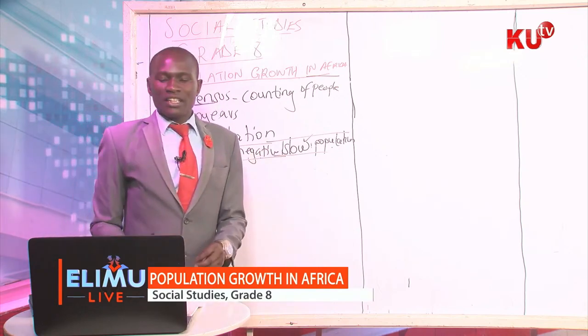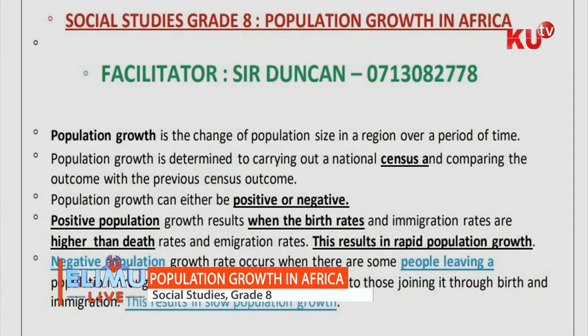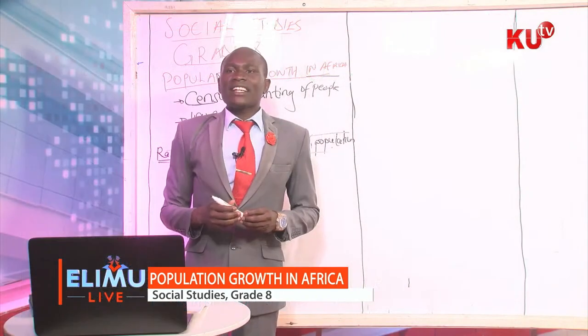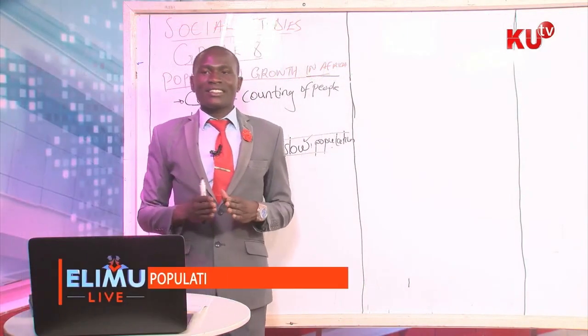Now, students, using the number that is on your screen, what are some of the factors that can make the population of a place increase and also decrease? What are some of the factors that can lead to the population of a place to increase or to decrease? Use the number that is on your screen to give us your response. Thank you. Now, that takes us to something else.